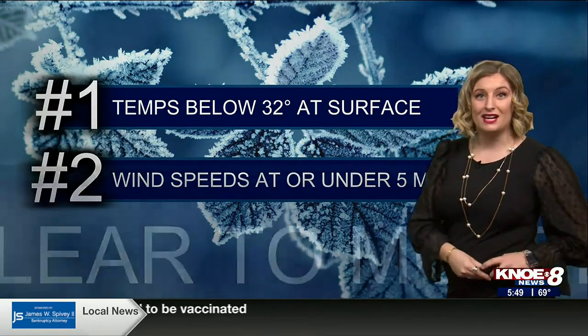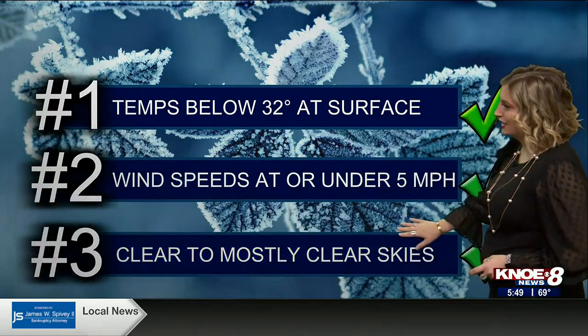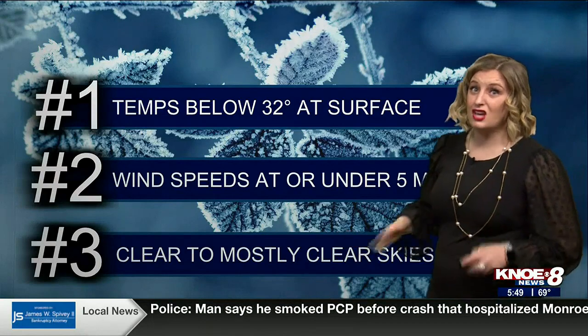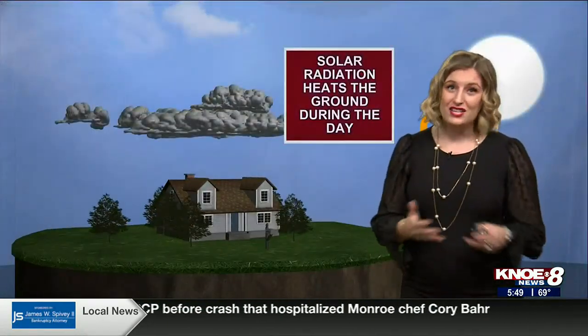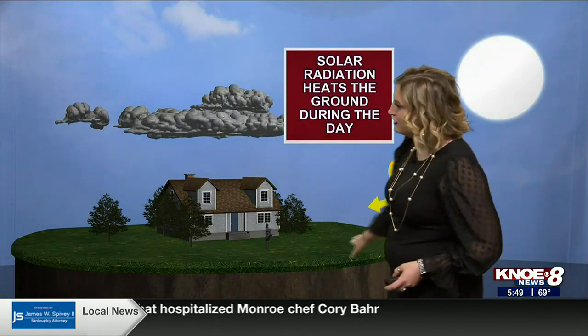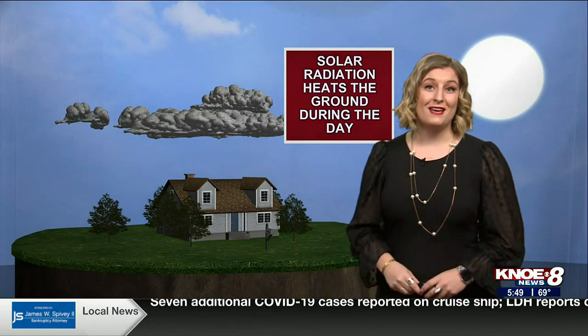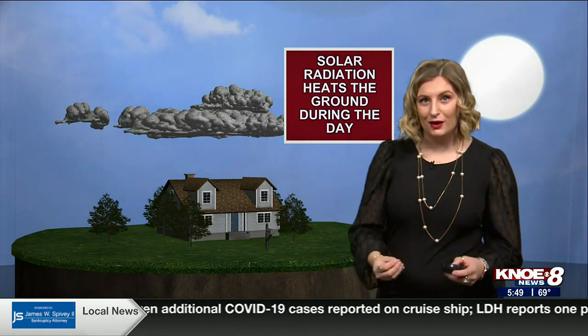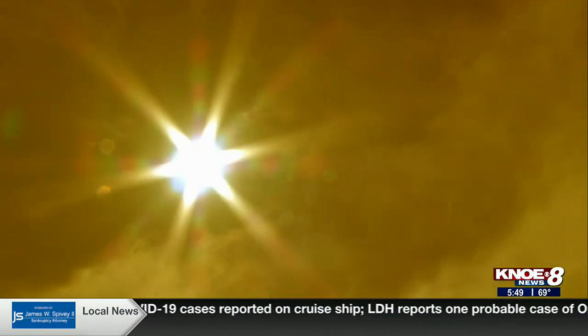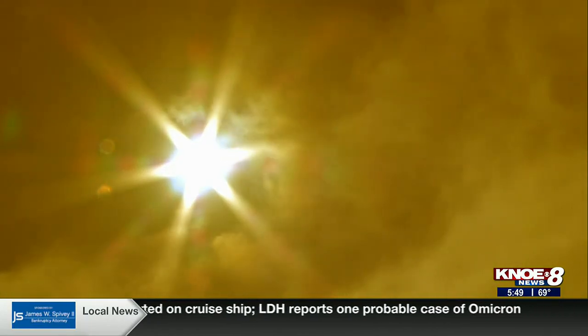And the last thing we're going to need is clear to mostly clear skies. And yeah, cloud cover can play a huge role in whether we see frost develop or not. Think about it. All day long, the sun is going to be heating up the surface of the earth and allowing our temperatures to get nice and warm enough, in fact, to hold on to water vapor. And that's why we get humidity a lot in the summertime, because that's just water in our atmosphere.